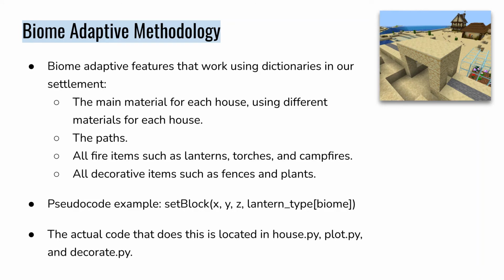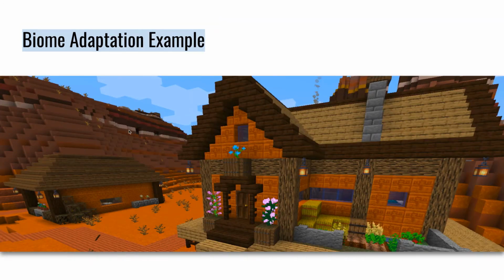Next we have a pseudocode example where we're placing a lantern at some XYZ location and using the lantern type dictionary indexed with the biome in order to use the correct type of fire in the lantern for this biome. The actual code that does biome adaptation is located everywhere blocks are being placed, which are the house, plot, and decorate.py files. Then we have a screenshot of a settlement in a Badlands biome that shows how the houses and paths adapt to the biome by using materials that match the terrain.